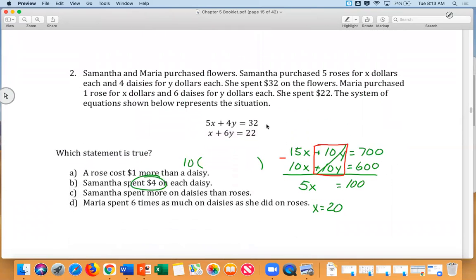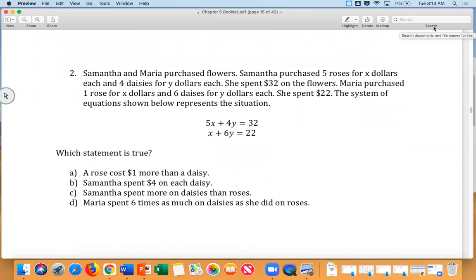All right. Let's go to number 2. Again, same deal. I'll read it. You guys try and solve it. Samantha and Maria purchased flowers. Samantha purchased 5 roses for X dollars each and 4 daisies for Y dollars each. She spent $32 on the flowers. Maria purchased 1 rose for X dollars and 6 daisies for Y dollars each. She spent $22. The system of equations shown below represents the situation. Which statement is true? So, I think you got some solving to do. And then we'll go from there.